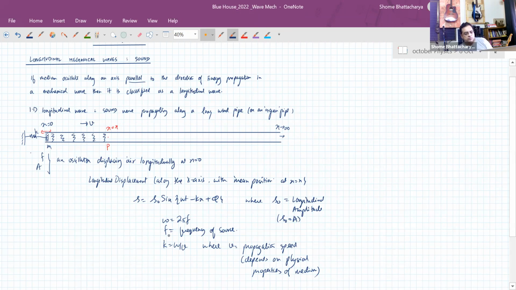Okay. So k is also equal to 2 pi by lambda. So v is equal to f lambda. So again, you have that thing that in the equation v is equal to f lambda, f is the property of the source, v is determined from the physical properties of the medium, independent of the source. So that thing is still the same.